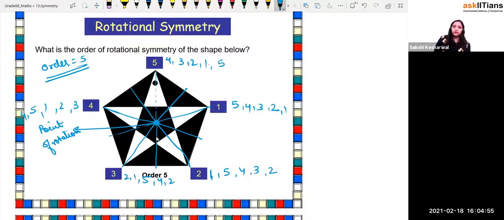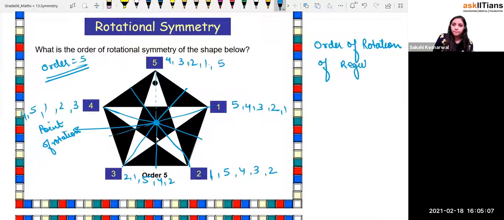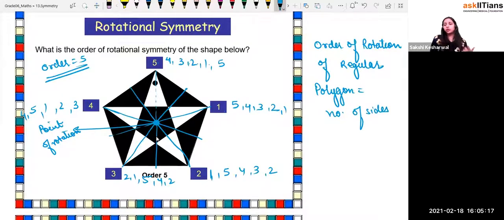So later on we'll be seeing that the order of rotation of a regular polygon is equal to the number of sides. Yes or no? Similarly, the order of rotation for a triangle is 3, and the lines of symmetry are 3. What is the order of rotation for a square? It is 4, and the lines of symmetry are also 4. We have seen this with the figures also, right?